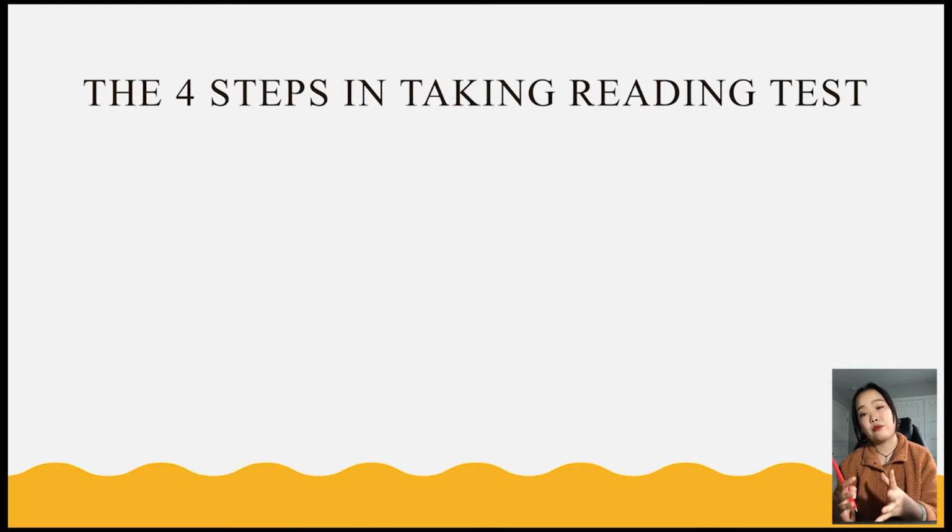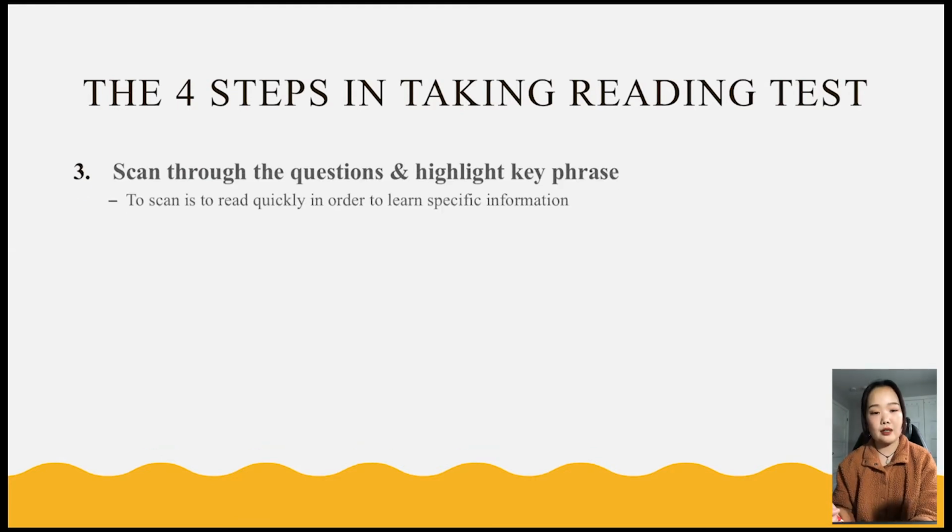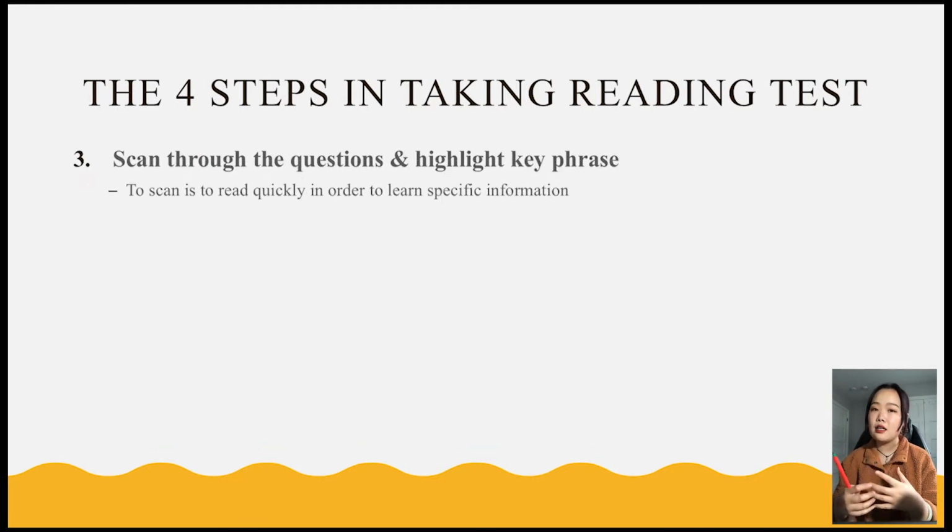Okay, now that we have read through the title, the subtitle of the passage, it's time to look at the questions. Step number 3. Scan through the questions and highlight key phrases. What does scan mean? To scan is to read quickly in order to learn specific information, because we have already spent 1 to 2 minutes finishing step 1 or step 2, skimming through the passages. We have to spend more time subtracting the detailed information from the passage in order to answer the question.